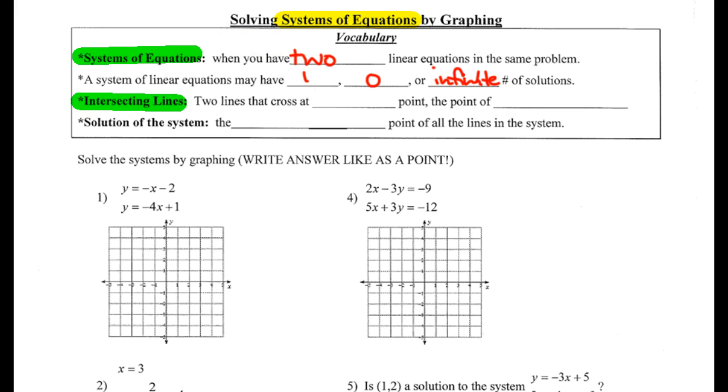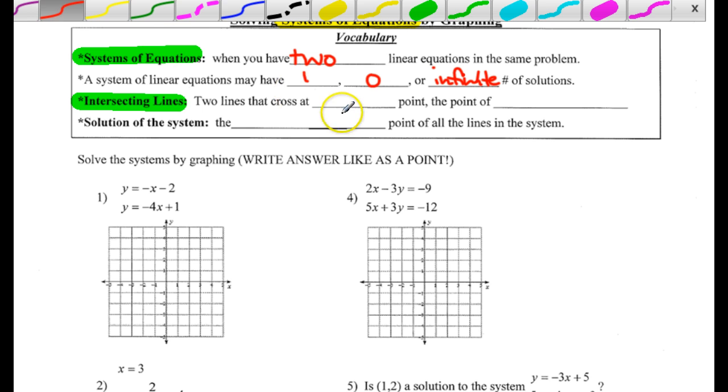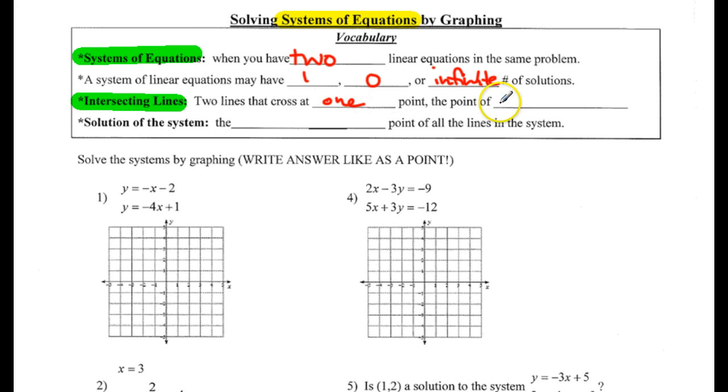Intersecting lines. Those are two lines that cross at one point. And that's called the point of intersection. Okay, so it's like looking at the lines like streets. Two streets that cross, that's an intersection, and they cross at one point typically. Alright? And the solution of the system is the common point of all the lines.